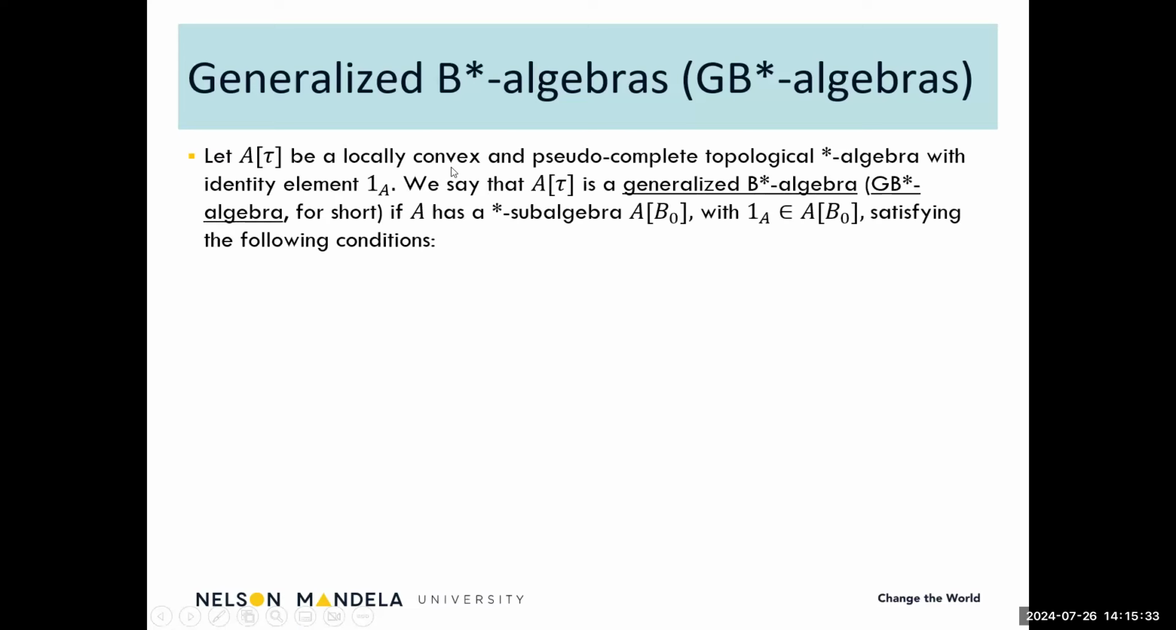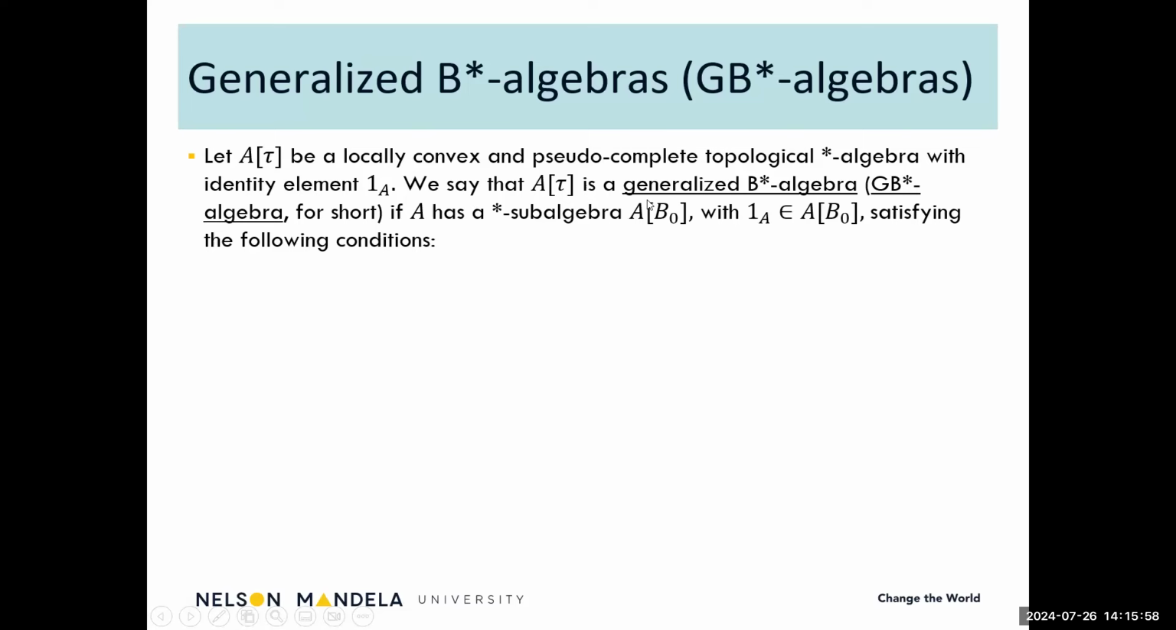Okay, so we start off with a locally convex algebra, which is pseudo-complete. Pseudo-complete you can just think of as a weaker form of completeness. It's not quite complete, but it's a weaker form of it. So, a locally convex, pseudo-complete topological algebra having an identity.